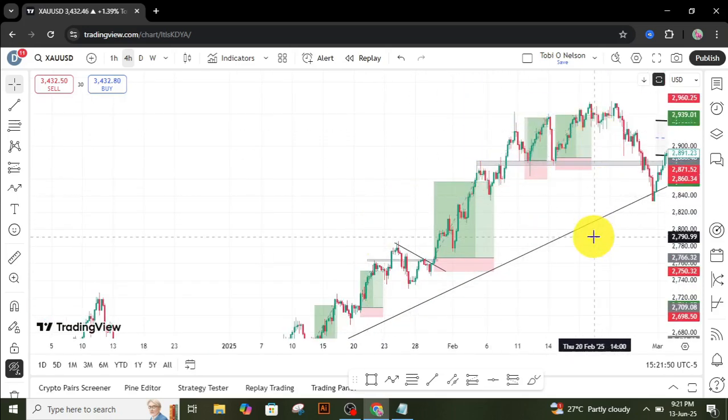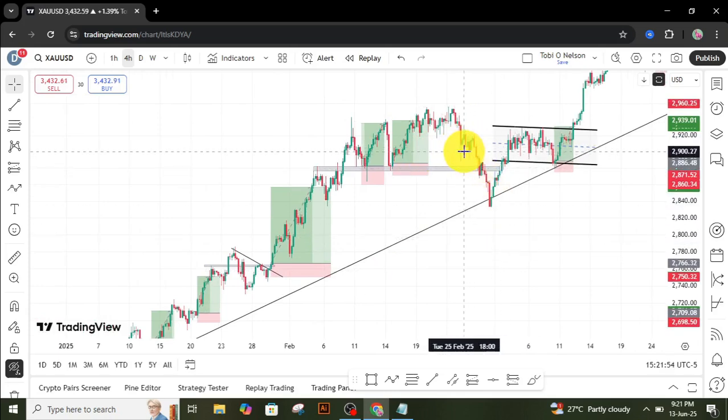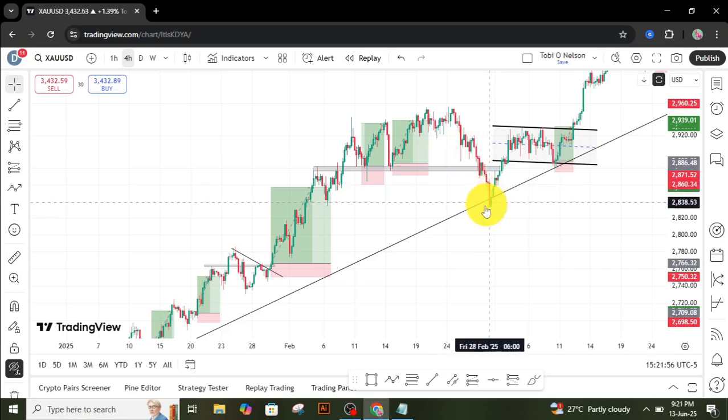Then we have some consolidation, and I took an entry. Then we have this deep retracement. I think I took some position here and lost. So after this retracement.